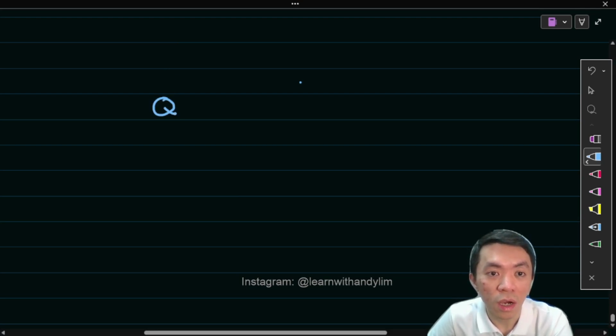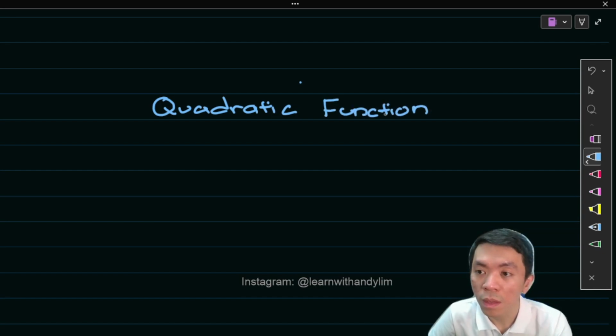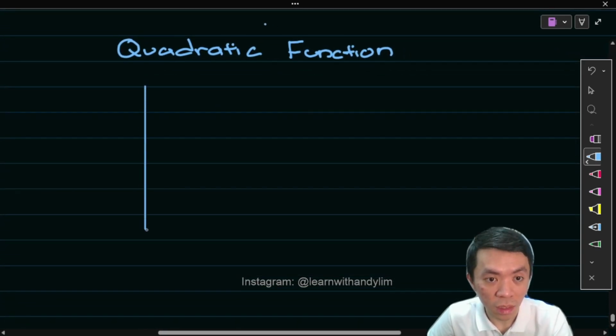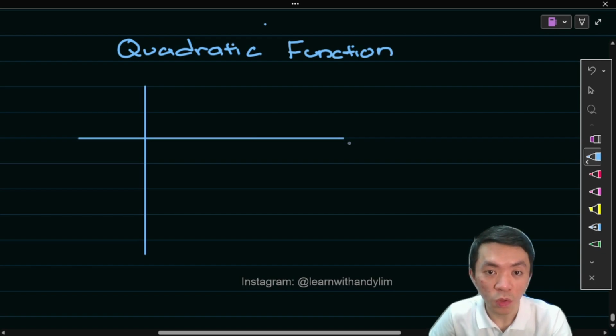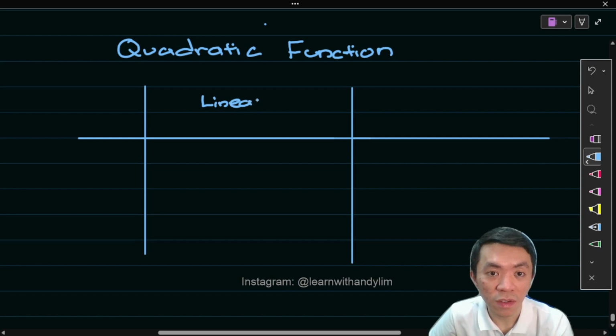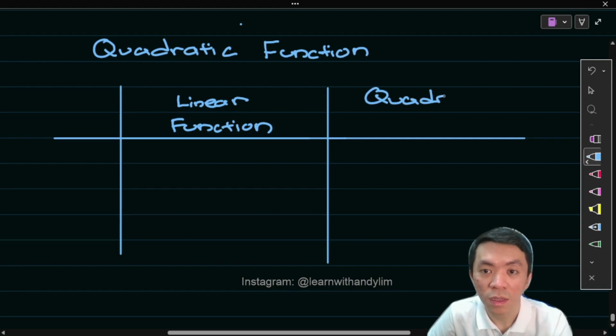Today we are going to learn about quadratic function in a simple and fun way. Before we start, let me draw a table comparing between linear equation and quadratic equation. So on the left side, I have linear function. On the right side, I have my quadratic function.